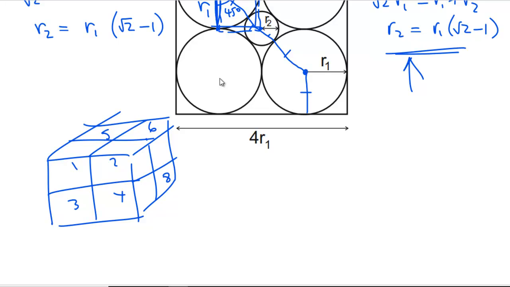So if we joined up, let's change color here, just so it makes sure we're visualizing this. So let's get a diagonal here. This diagonal goes from corner to corner, opposite corner, and it's going to go through the center. So what is that doing?